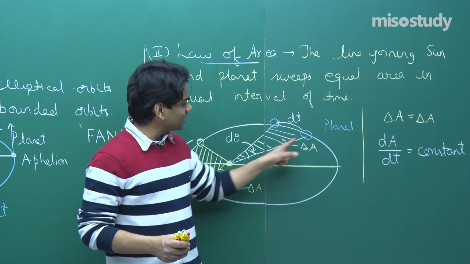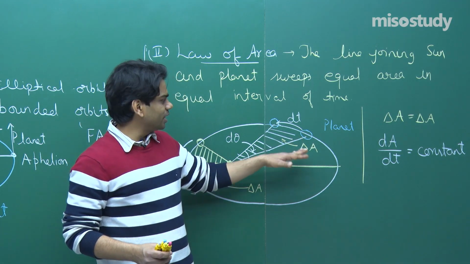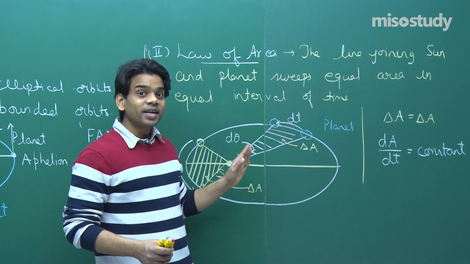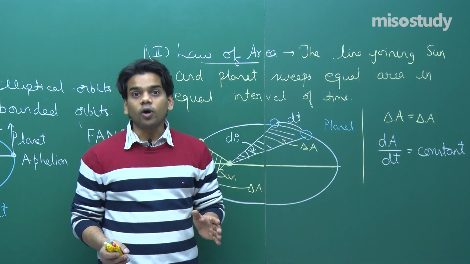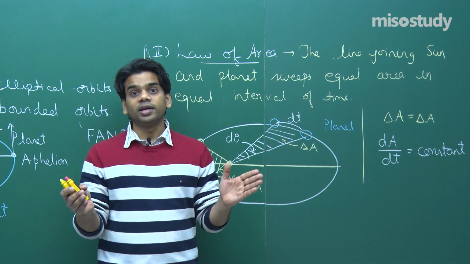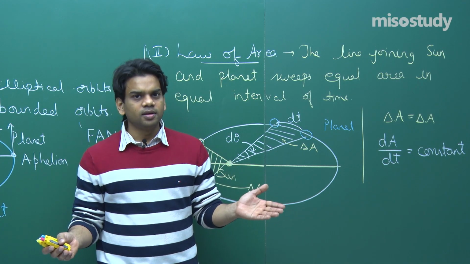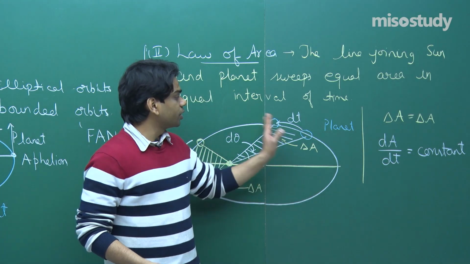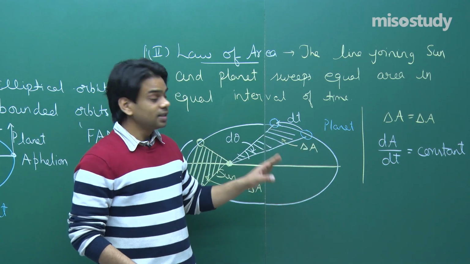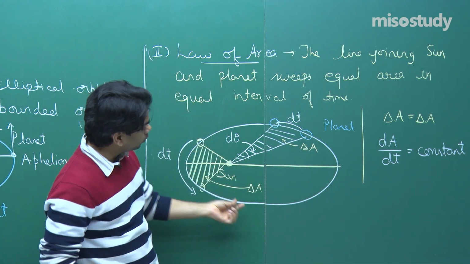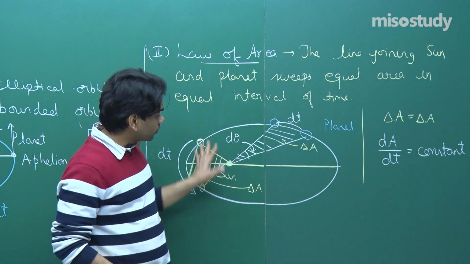Remember, you have to check this line. In some time dt this line has moved here. The area that it has swept, this will be the area. This has to remain constant. If you take a large time interval, let's say 1 month, in 1 month the planet has moved from here to here, and the area swept will be this much area that you can see. And in the second motion, let's say the planet has moved from here to here in the next 1 month. The area swept will be the same.